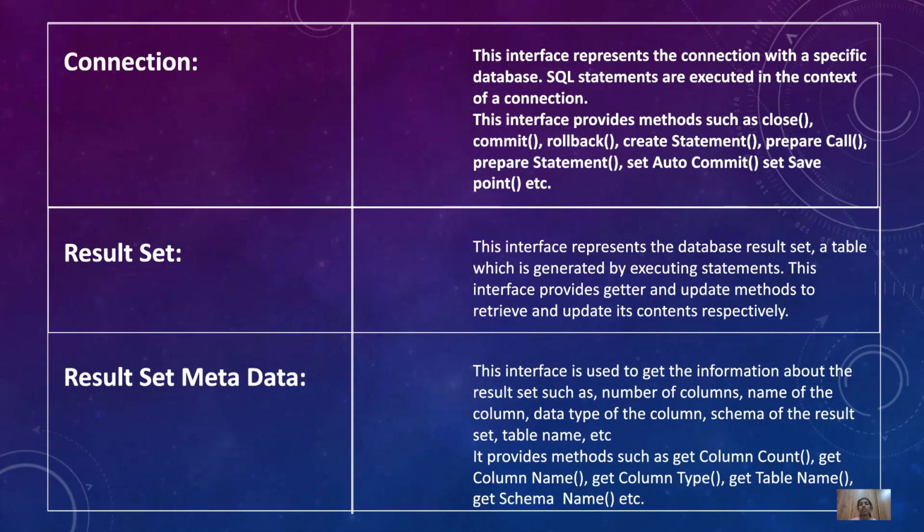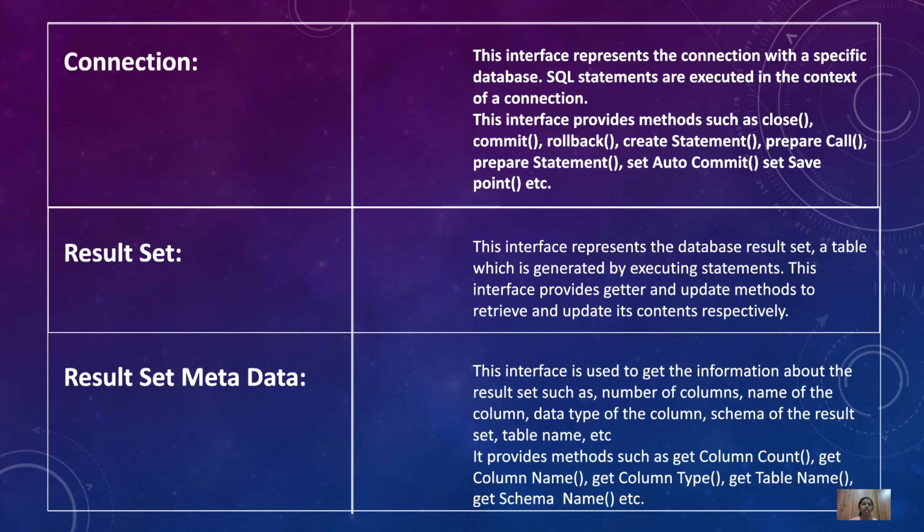Connection: this interface represents the connection with a specific database. The SQL statements are executed in the context of a connection. This interface provides methods such as close, commit, rollback, createStatement, prepareCall, prepareStatement, setAutoCommit, setSavepoint, etc. ResultSet: the interface represents the database result set, a table which is generated by executing statements. This interface provides getter and update methods to retrieve and update its content respectively.